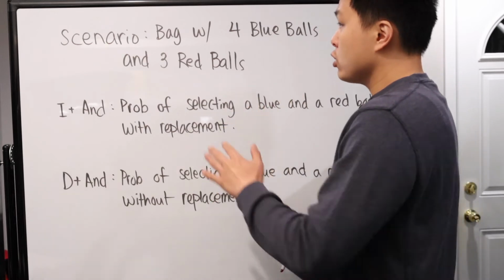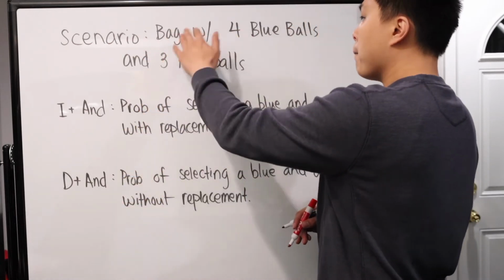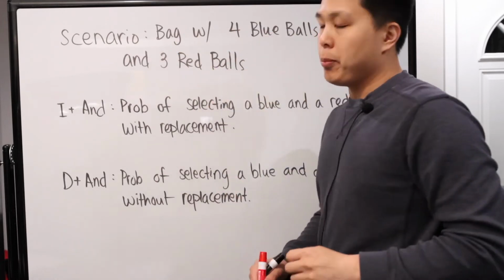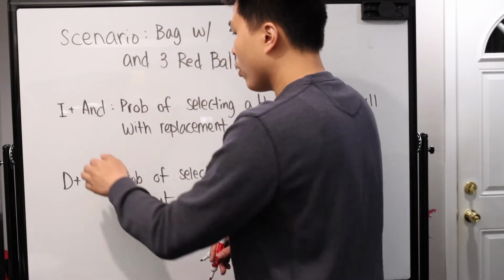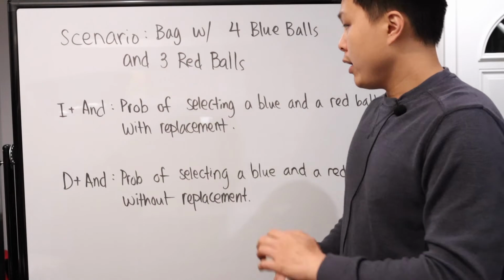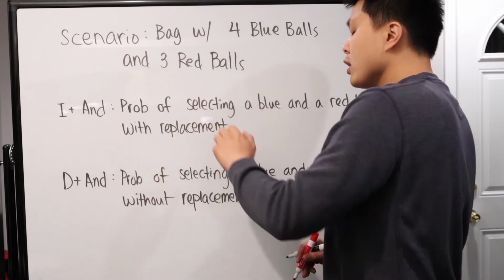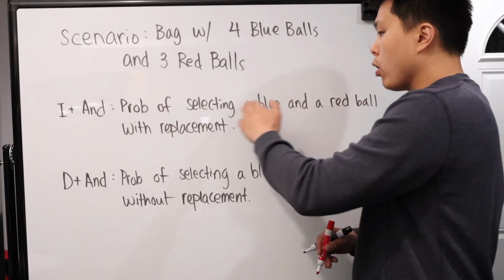Alright, so we have this scenario that both of these are going to be based off. The scenario is a bag with 4 blue balls and 3 red balls. Very simple. Now, these 2 are slightly different. One of them is going to be independent, one of them is going to be dependent, and hopefully you can see it. Let's look at the independent one.